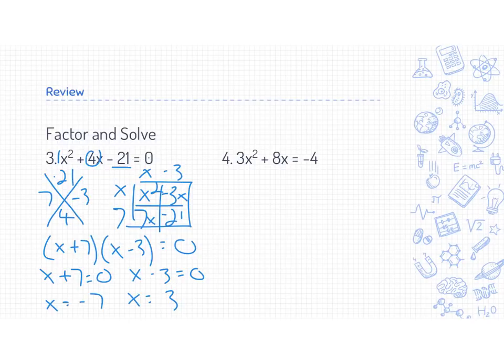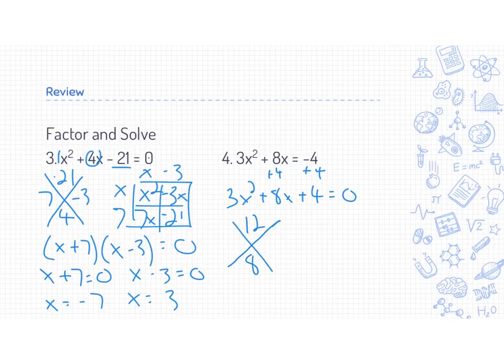Now for number 4, before we can solve, we need to add that 4 over, because we need to get it set equal to 0. And we get 3x squared plus 8x plus 4 equals 0. Still going to X box here. My A is 3, my C is 4, so that is 12. And then my B is 8. So what multiplies to 12 and adds to 8 is going to be 6 and 2.